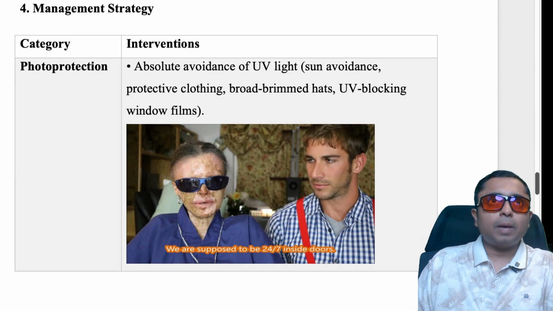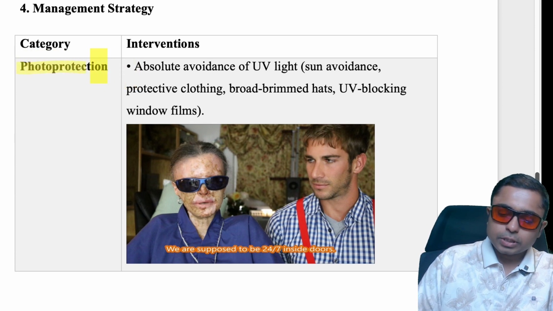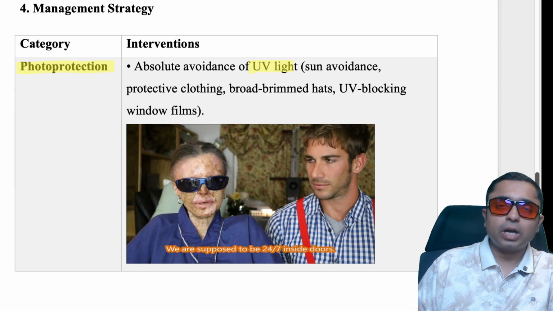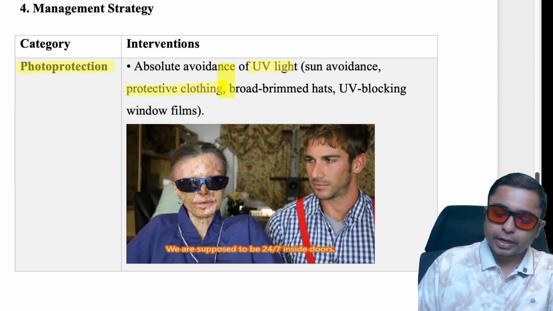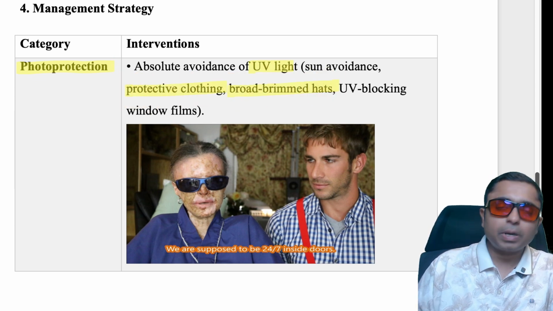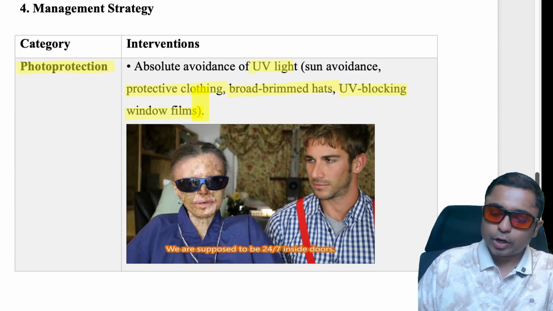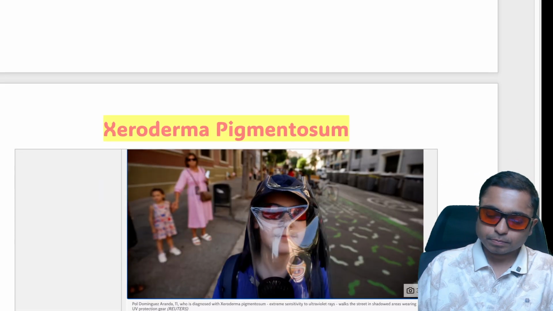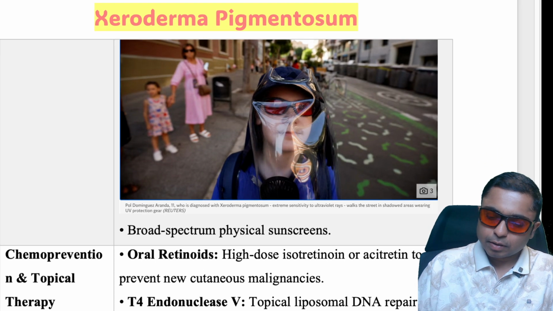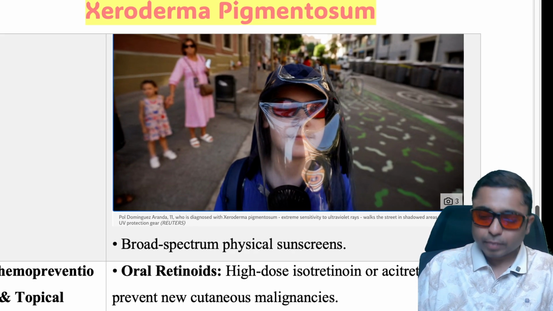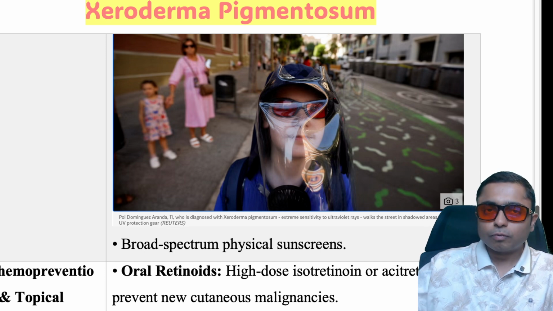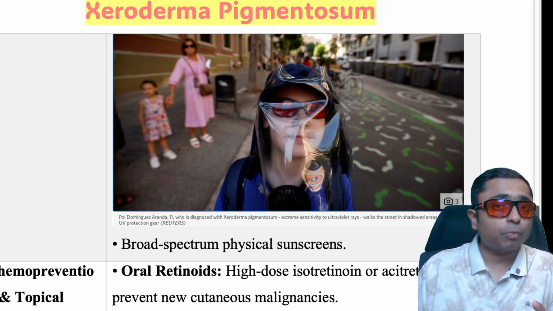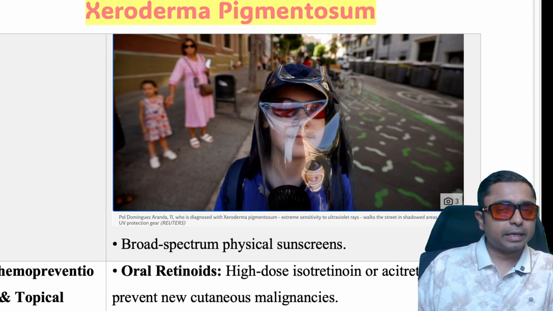Coming to the management strategy, the most important component is protection and prevention. That is absolute avoidance of ultraviolet light, protective clothing, broad brimmed hats, UV blocking window films, and sunscreens. All this must be used in these individuals. And this is actually one individual having XP, and they were on a world tour, and you can see they are using a very high level of protection against the ultraviolet rays of the sun.